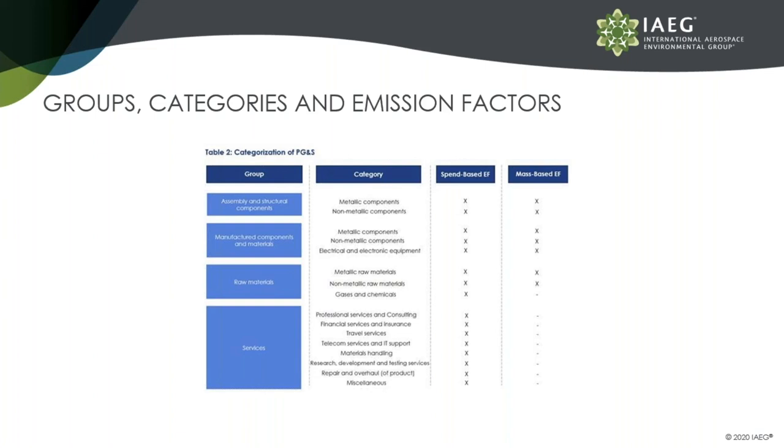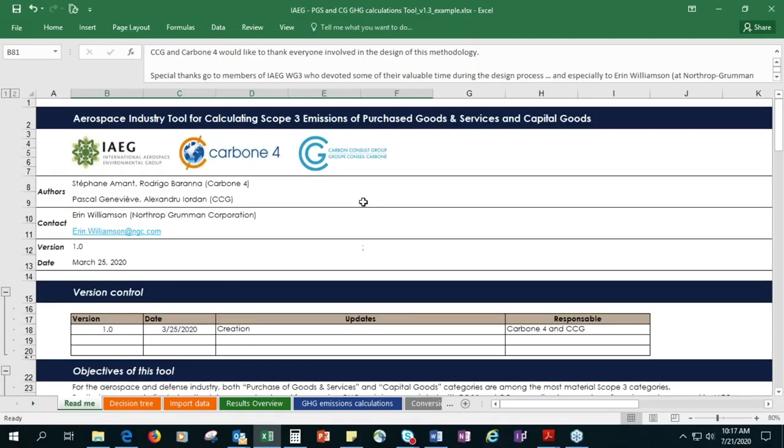So your inventory for purchased goods and services and capital goods is going to be an aggregation of group, category, and then associated emission factor as best as you can to define your overall process. So with that, let me turn this over to Erin. Okay. All right.